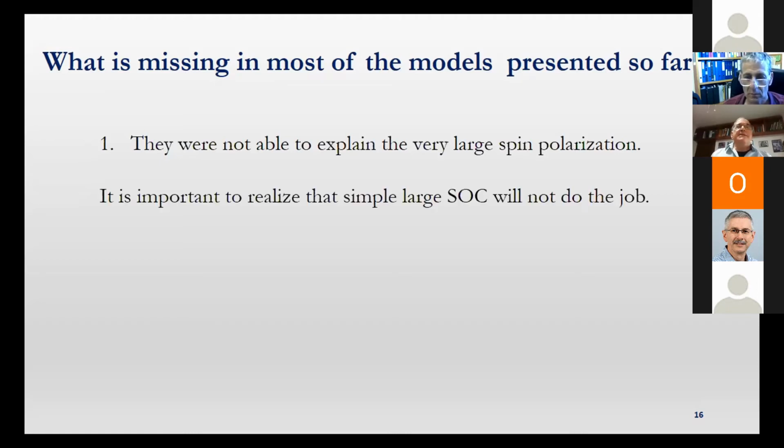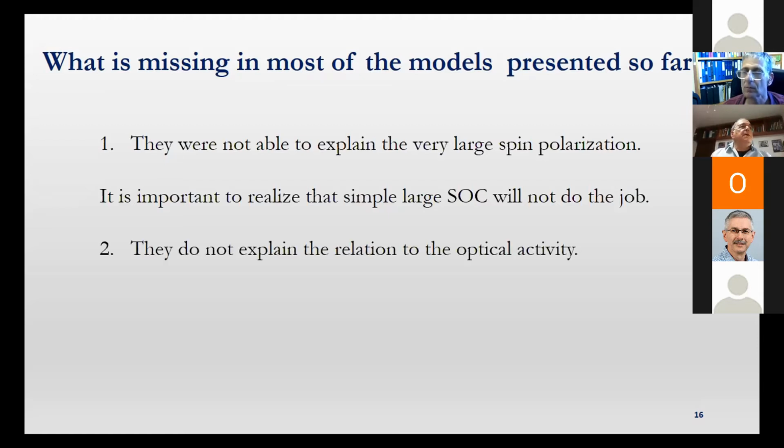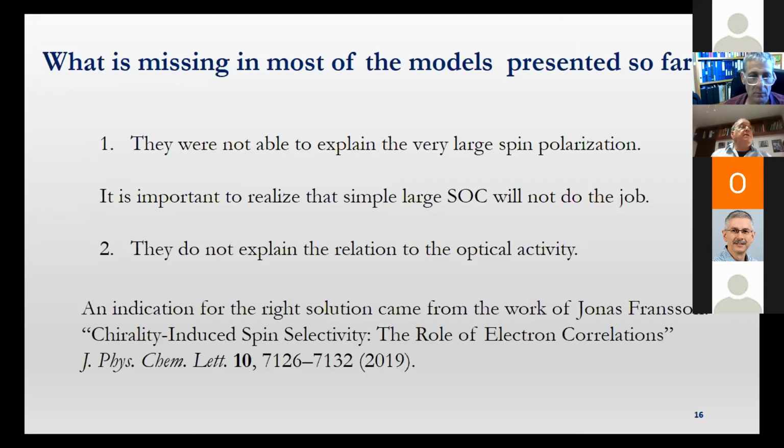It is important that spin-orbit coupling by itself cannot make it. They do not explain the relation to optical activity. An indication of where the answer may lie is in the work that was done by Jonas Fransson, in which he included electron correlation in the model, and then he obtained very large spin polarization.